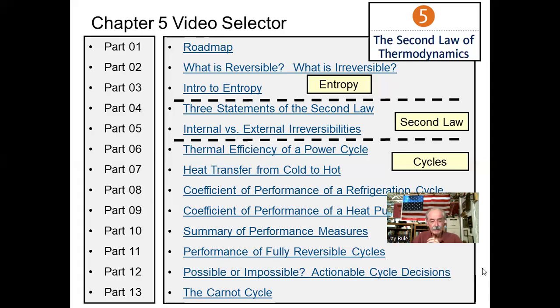And then a good proportion of chapter 5 deals with systems operating in a cycle, such as power plants, such as your refrigerator in the kitchen, a heat pump that you may have to be using to heat your house in the wintertime. But you get the idea.